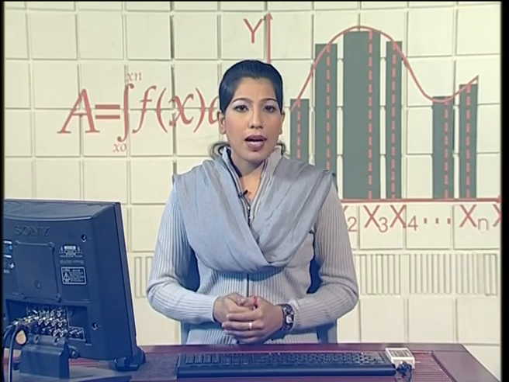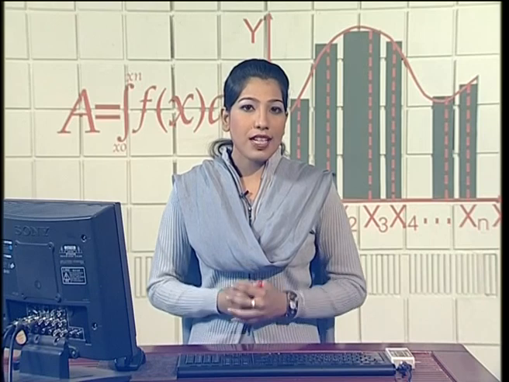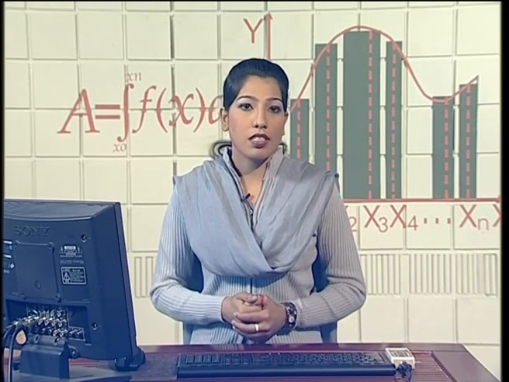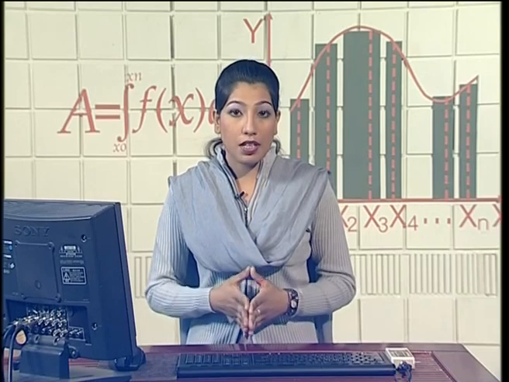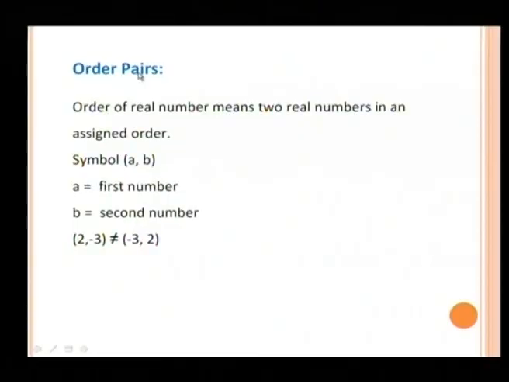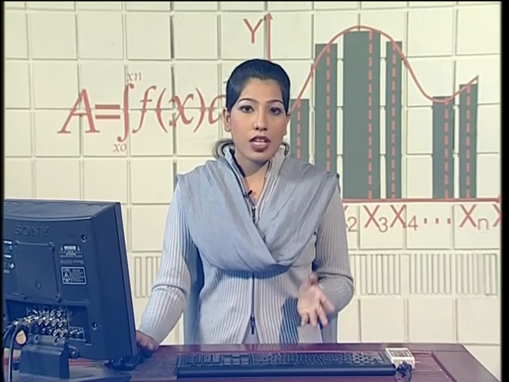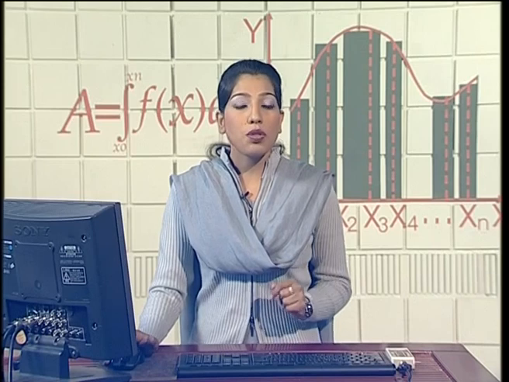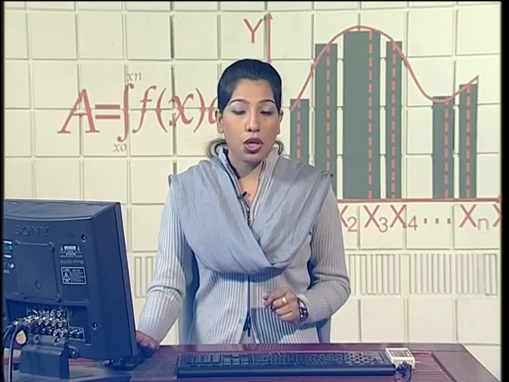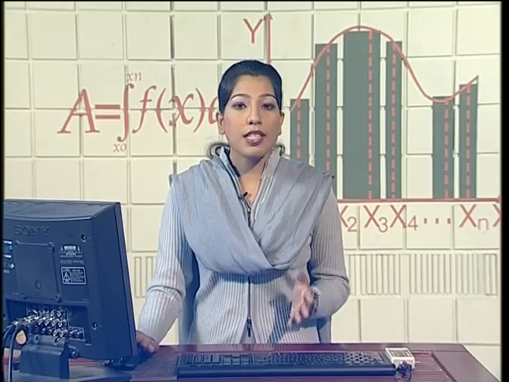But before going to this topic, I will briefly explain the definition of ordered pairs. You can see the definition of ordered pair on the screen. Ordered pair: it means two real numbers in an assigned order. We use the notation (a, b) to denote the ordered pair, where a is the first number and b is the second number. In an ordered pair, we always have a first number and a second number.